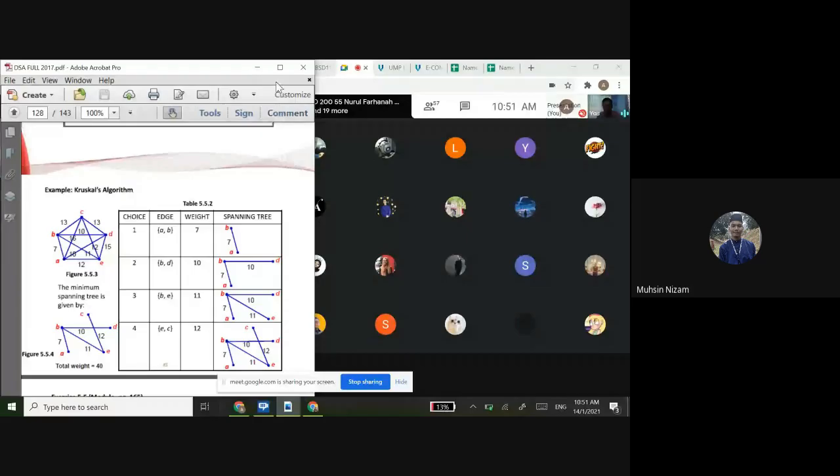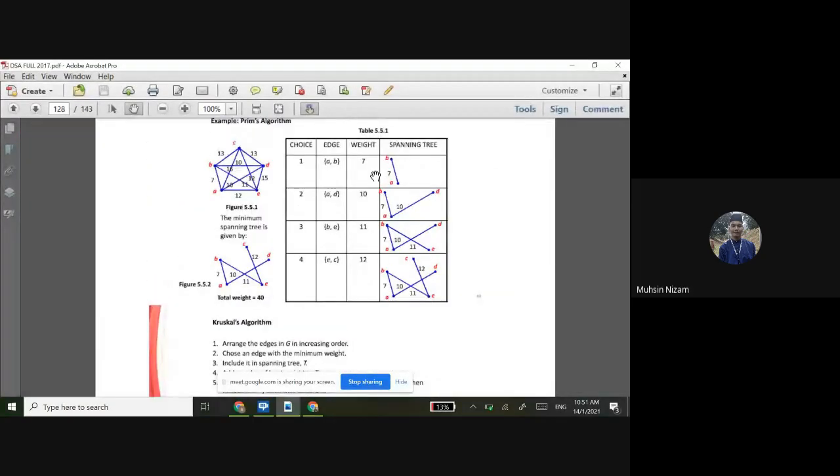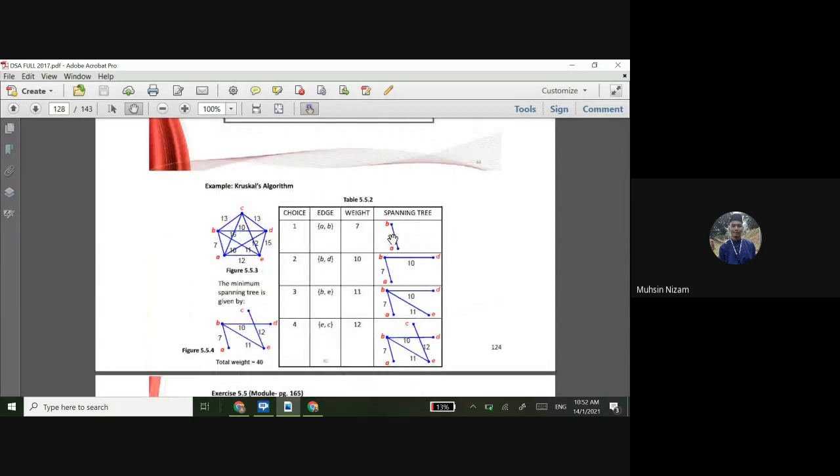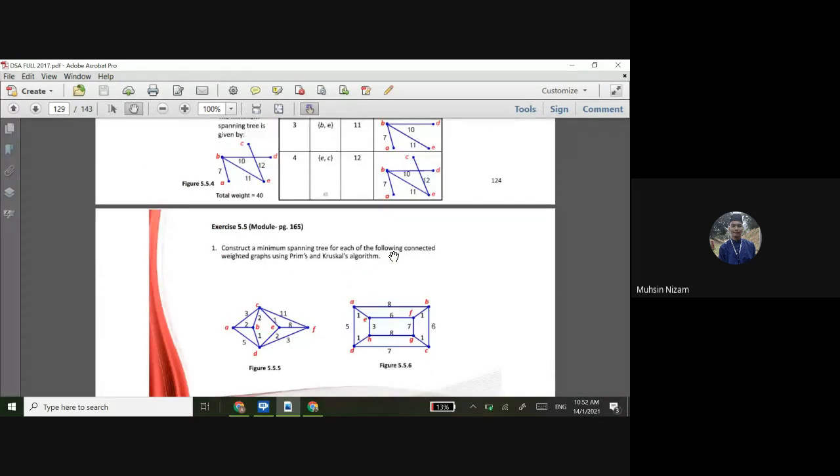Okay, take a look at this one. Ini secara sepintas lalu saja. Where you can see that it grows like a tree, where the chosen edges, the next chosen edges will always be the one incident to the chosen edges. Okay. Tapi Kruskal ni pun sama jugalah sebab contoh kecil. Kalau contoh yang lagi besar, mungkin kamu akan nampak lain.